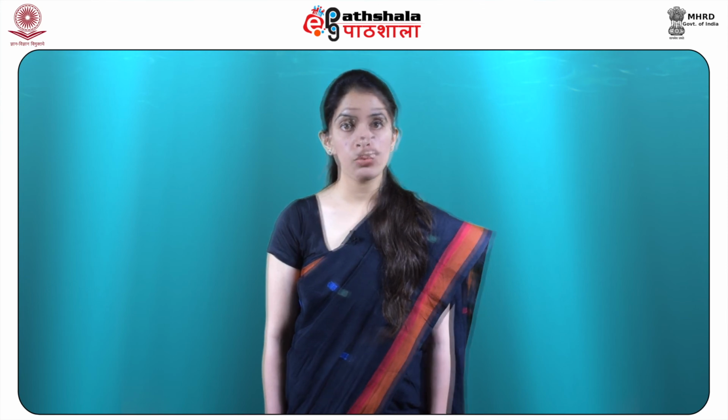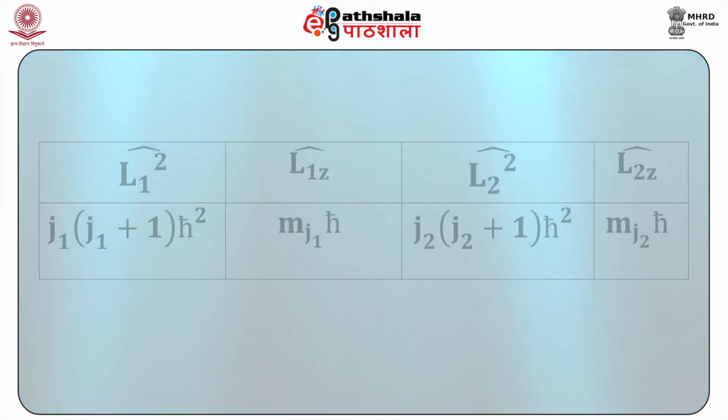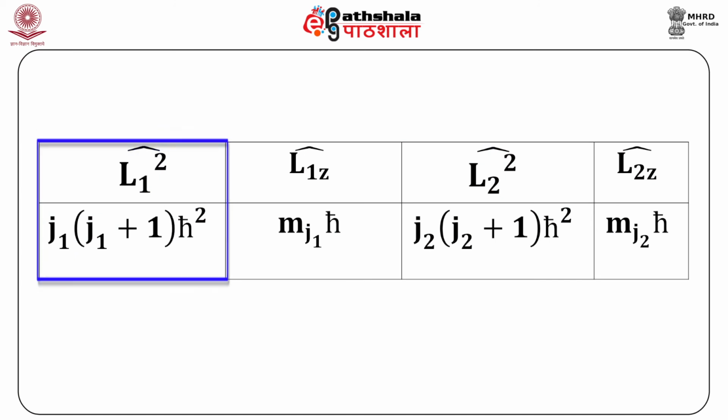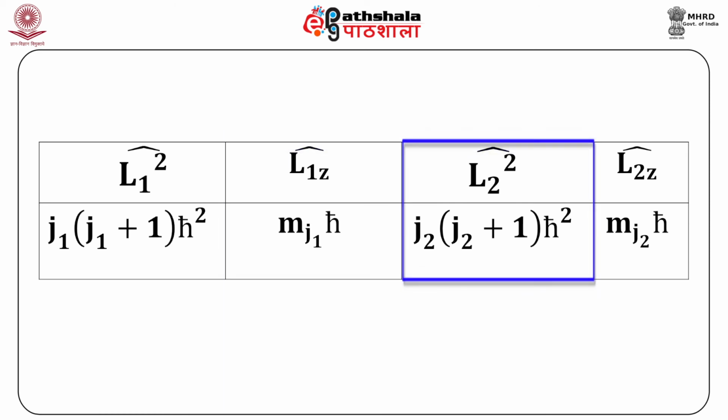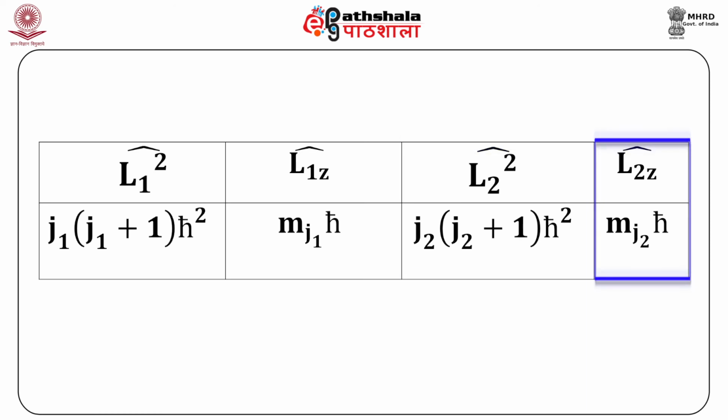Now the functions |j1, mj1⟩ and |j2, mj2⟩ are the eigenfunctions of the commuting operators with the following eigenvalues. For L1², the eigenvalues are j1(j1+1)ħ². For the L1z component, the eigenvalues are mj1ħ. For L2², the eigenvalues are j2(j2+1)ħ². The eigenvalues of the L2z component are given by mj2ħ.